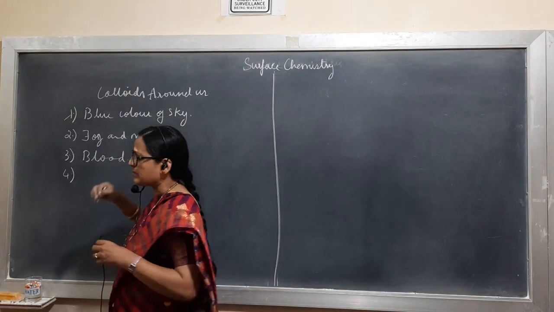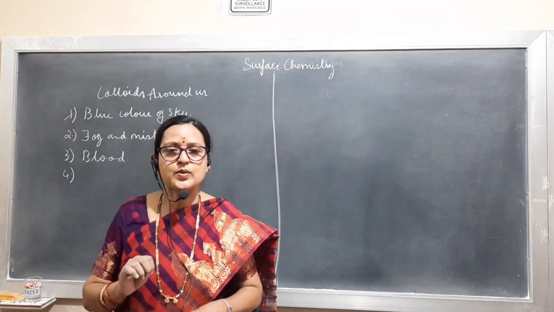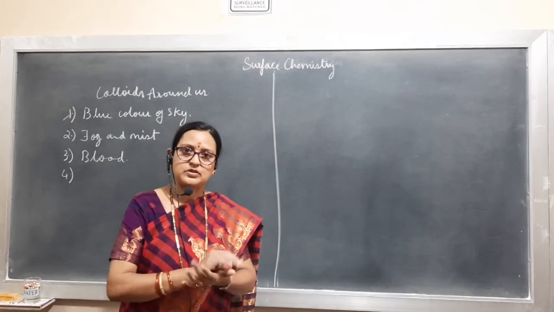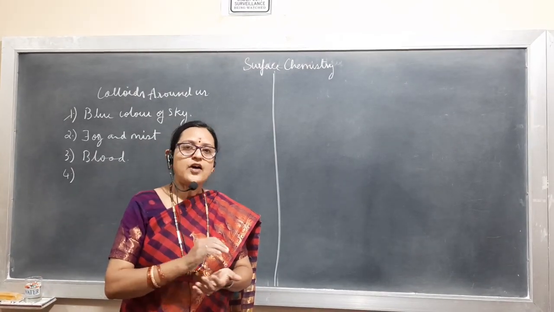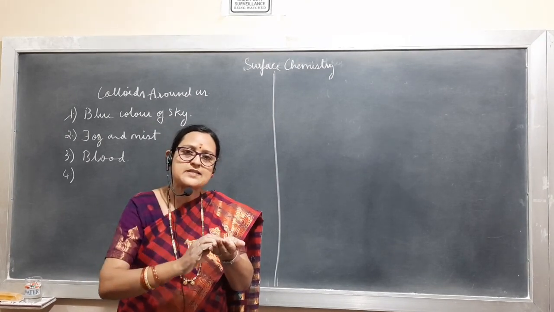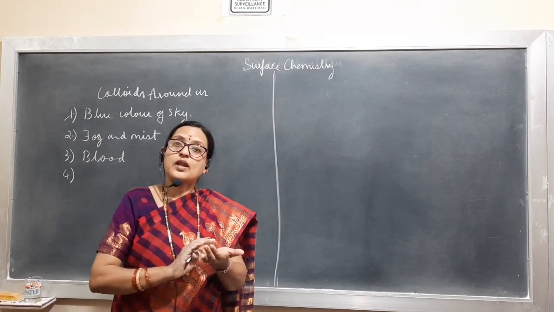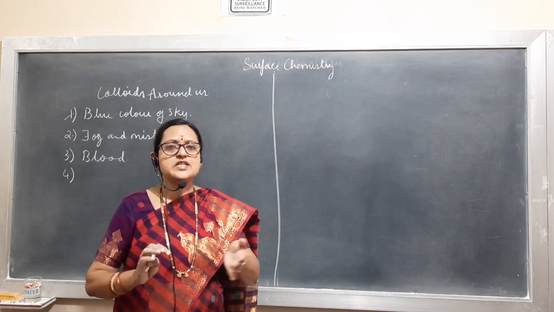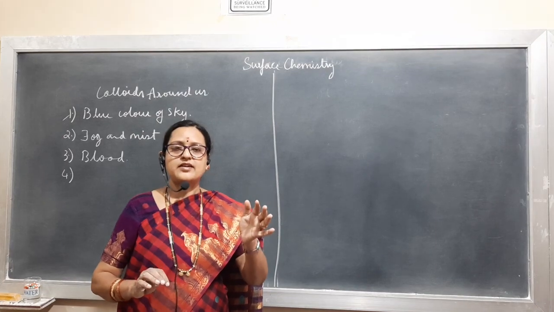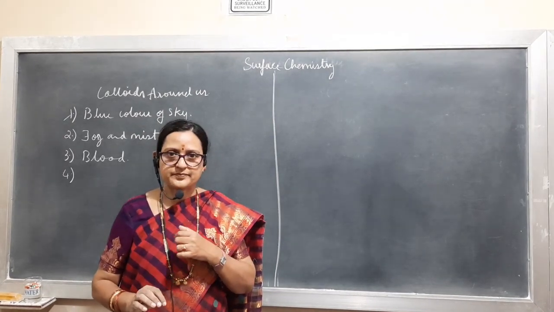Next is fog and mist. How does it happen? In the atmosphere, the dust particles are cooled down to the dew point. After cooling, the moisture from the air condenses on them. These are colloidal particles, so they float in the air. As they float in the air, they form fog and mist.